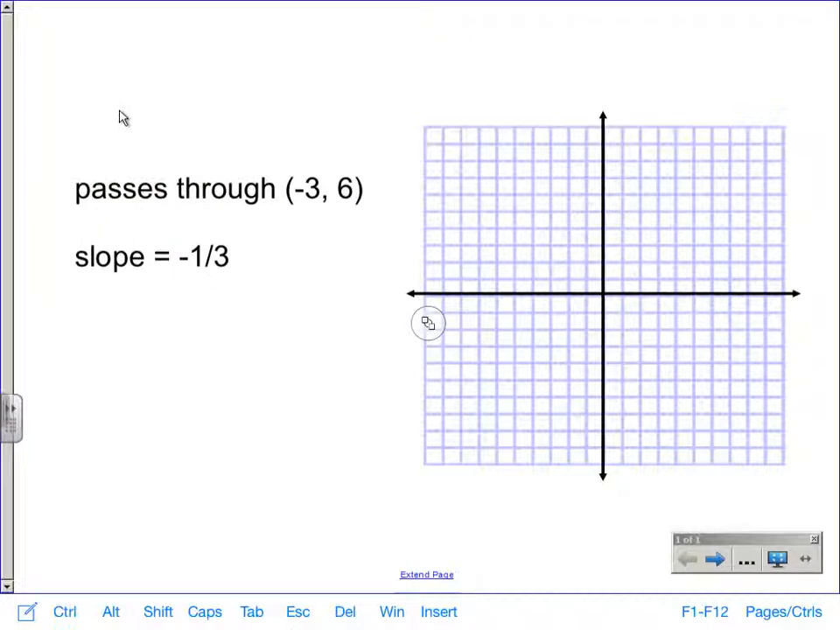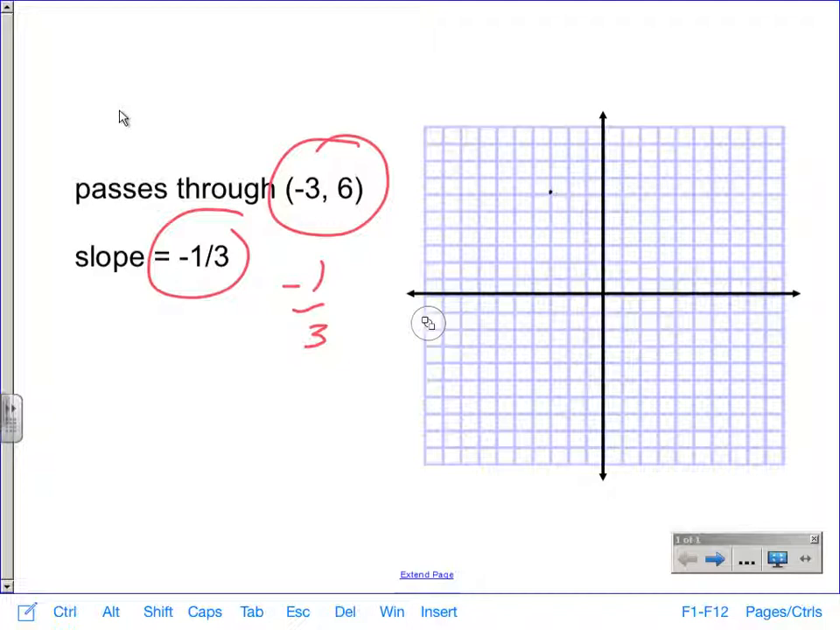Okay, so now we're being given a point, -3 and 6, that the line passes through, and we're being given a slope, -1/3. Sometimes it's easier to write it vertically. So I'm going to plot my point. When x is -3 and y is 6, it looks like we're right there. Let's do it in black. Maybe that'll be a little more visible.